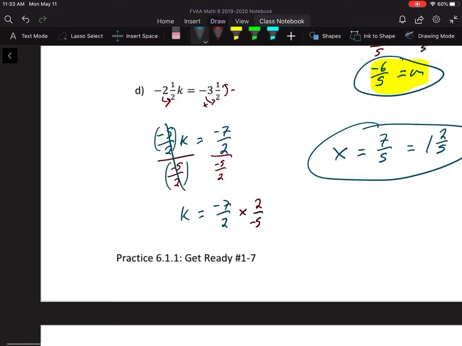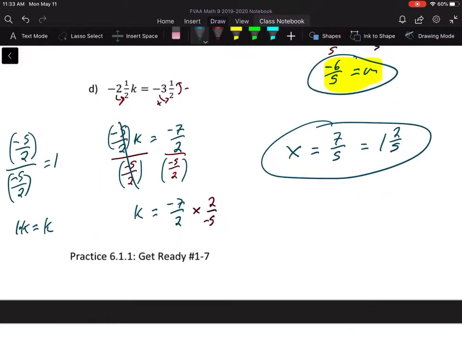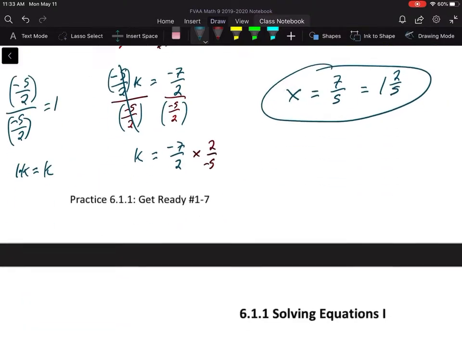So I'm going to divide both sides by negative 5 over 2. That's going to cancel out the negative 5 over 2 because it's the opposite operation. And you know that negative 5 over 2 divided by negative 5 over 2 is equal to 1, and 1 times k is equal to k. Those are the steps that you think about. That's why we use the opposite operation. And then from there, instead of dividing a fraction, we multiply by the reciprocal, then we simplify our solution.